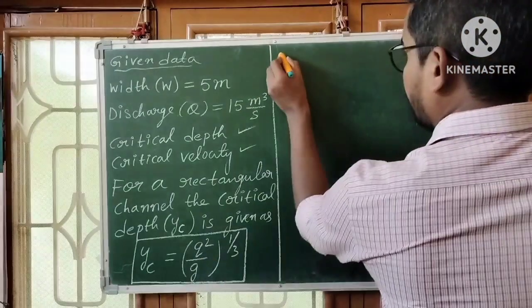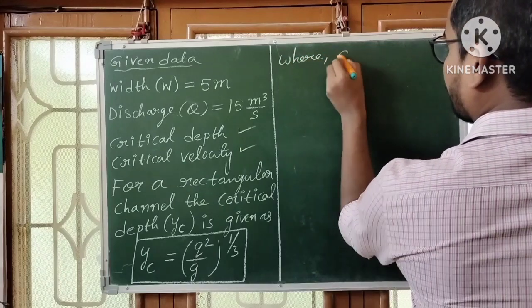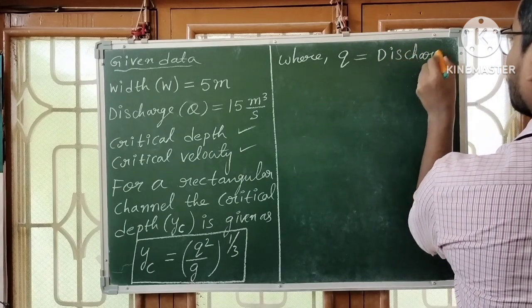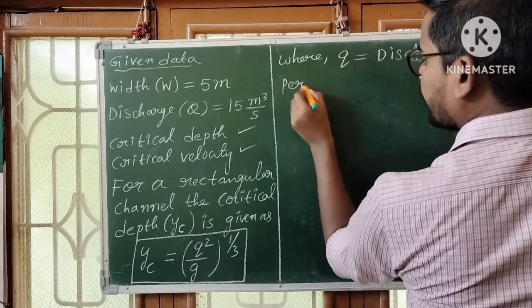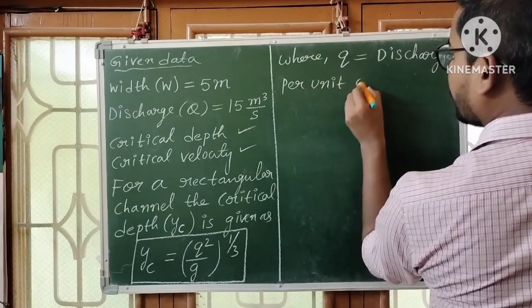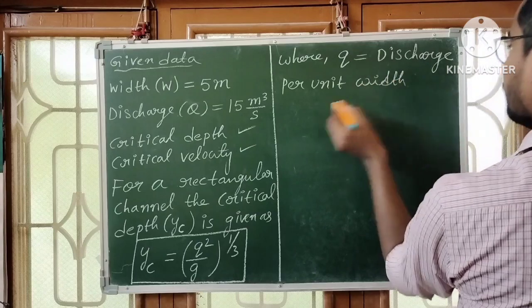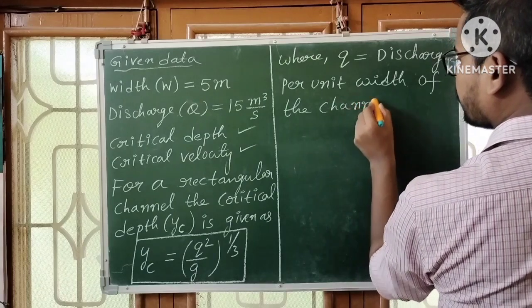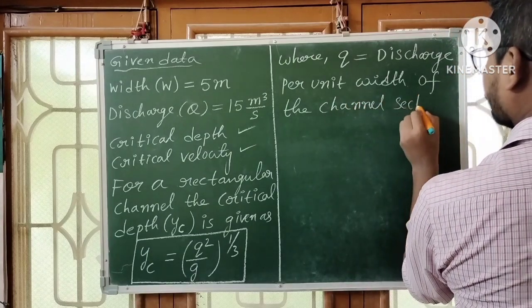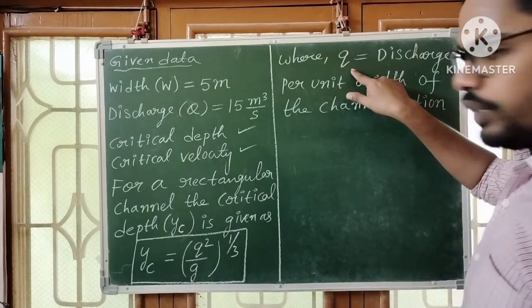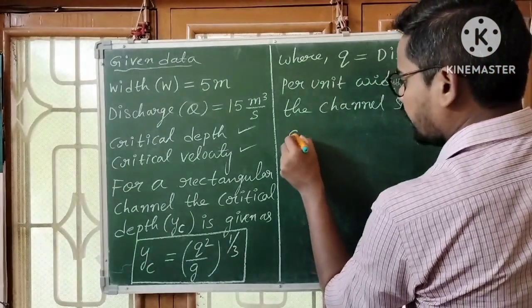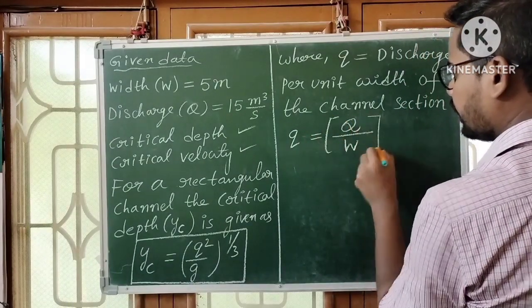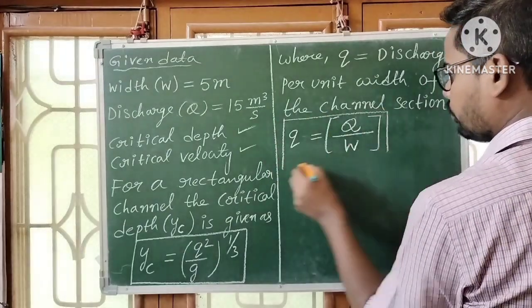What is q? Where q is equal to discharge per unit width of the channel section. Discharge per unit width of the channel section. So here q is discharge per unit width. So we can write it as small q is equal to discharge, denoted by capital Q, divided by the width of the rectangular section W. Small q is equal to capital Q by W.